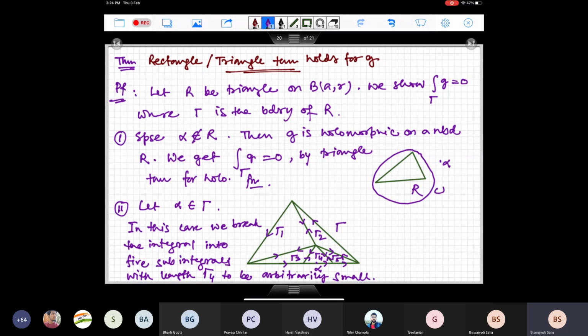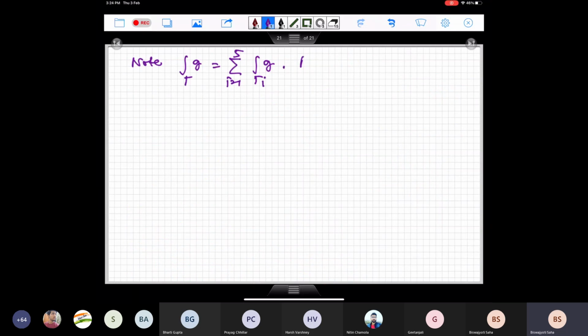Now you see, for all the triangles gamma 1, gamma 2, gamma 3, gamma 5, alpha is staying away. In the case when alpha lies neither inside nor on the boundary, by case 1 we have that the integral of g over gamma is the integral of g over gamma 4. Tell me if you agree to this or not.